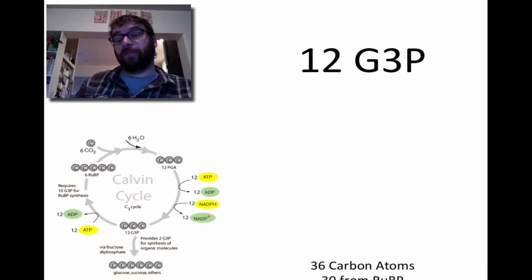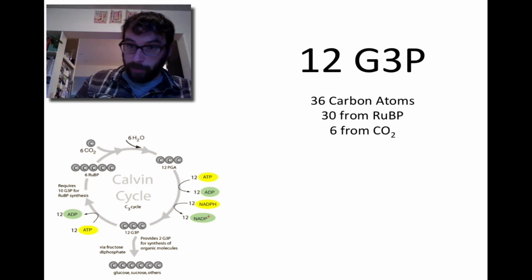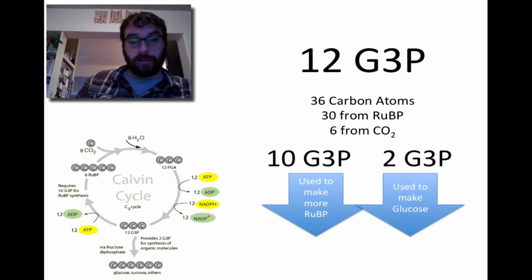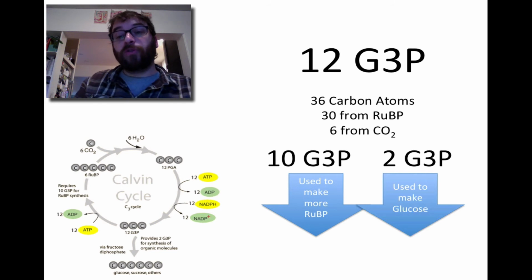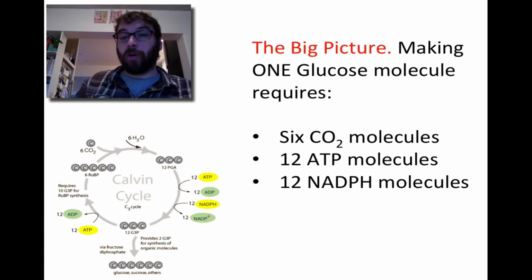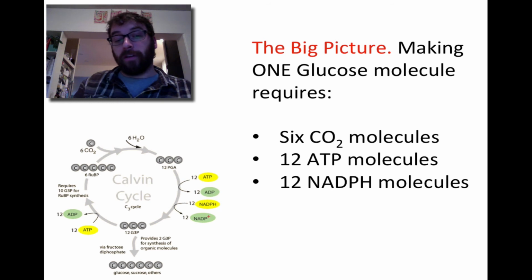So, 12 G3Ps, 36 carbon atoms, 30 you got from the initial RuBP, 6 from CO2. 10 of those G3Ps are used to make more RuBP, and 2 of those G3Ps go on to make glucose. So overall, making one glucose molecule requires 6 carbon dioxide molecules, 12 ATPs, and 12 NADPHs. In addition, you need another 12 ATPs in order to rebuild the RuBP 5-carbon molecules you start the cycle with.